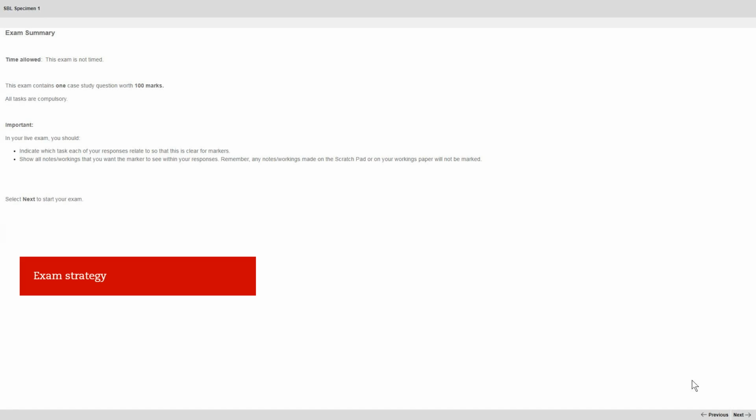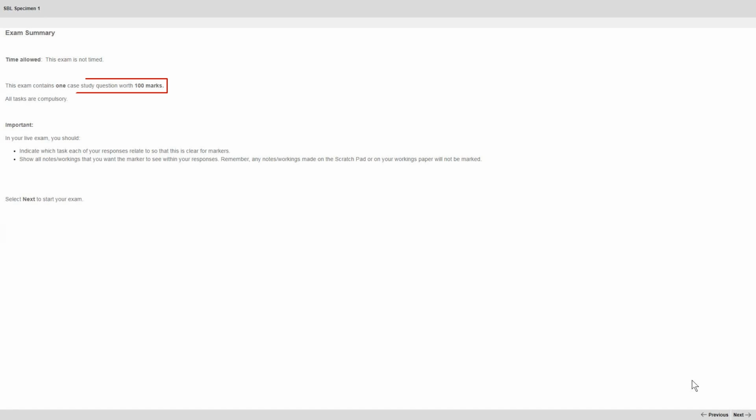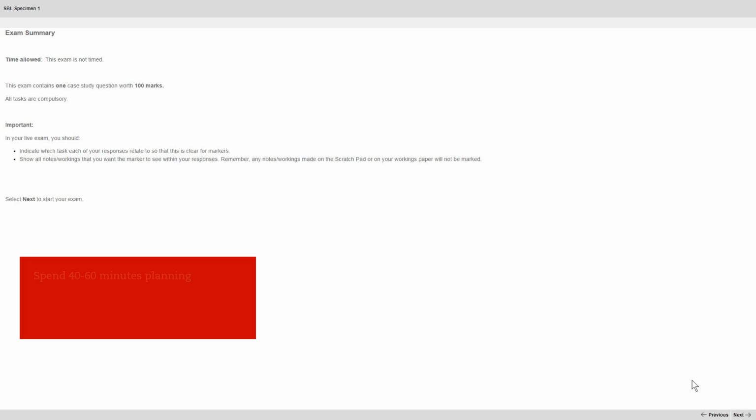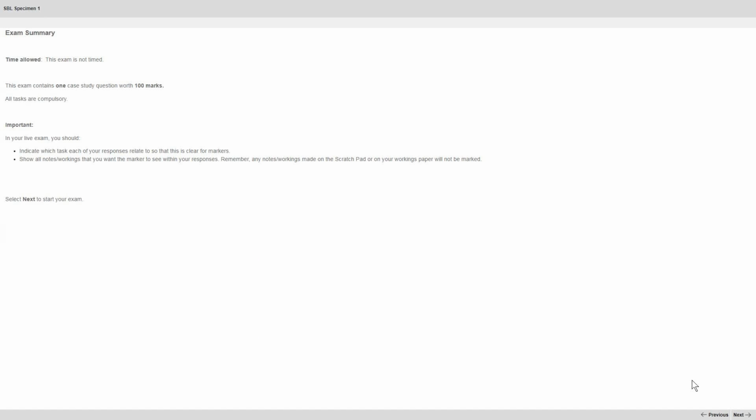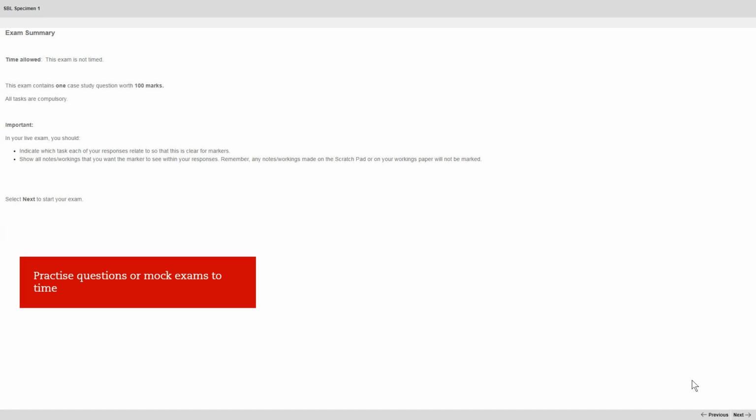It's here we'll talk about exam strategy. The SBL exam contains one case study worth 100 marks. Effective planning is vital to exam success, and we suggest that you spend between 40 and 60 minutes planning. This will include reviewing and analysing the tasks you must complete, reviewing exhibits, and also allocating your remaining time to the required tasks. We recommend that the best way to get your timing right is to practice questions or mock exams to time, so that when you come to the real exam, it comes naturally to you.